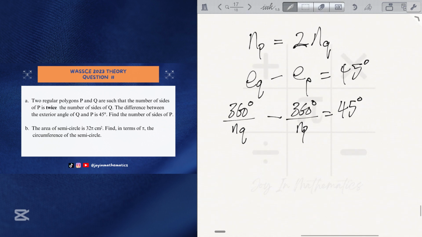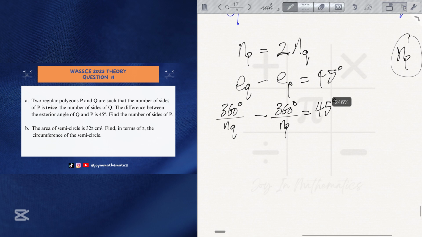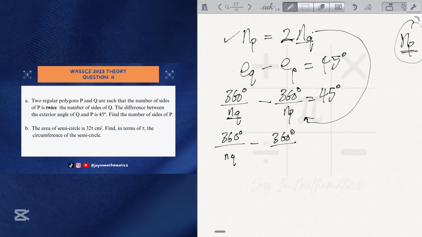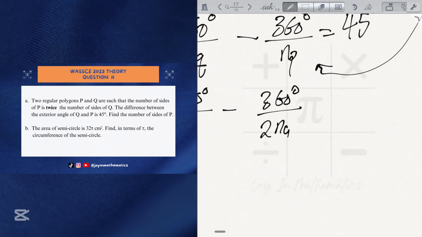Now we want to make NP subject of formula, because we are looking for NP. However, we can choose to find NQ first and then we'll just substitute the value. So I think we should just find NQ first. So let's substitute the value of NP to be equals to 2 NQ. So we have 360 degrees divided by NQ minus 360 degrees divided by 2 NQ, and this will be equals to 45 degrees.